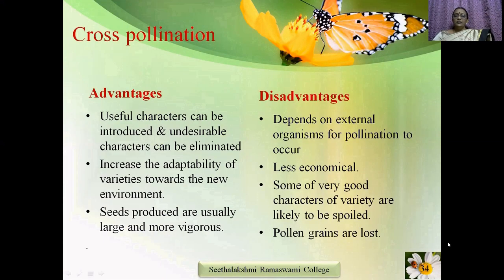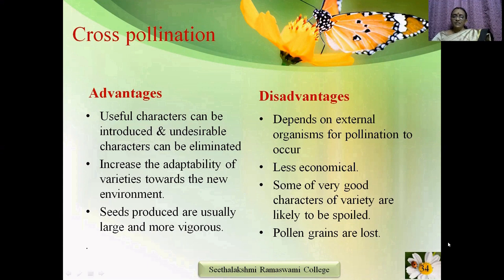transferred. So here are the advantages and disadvantages of cross-pollination. We have learned what cross-pollination is, and what the different agencies that help in cross-pollination are, both abiotic and biotic agencies. We call them pollinators. And now we are going to learn about the advantages and disadvantages.